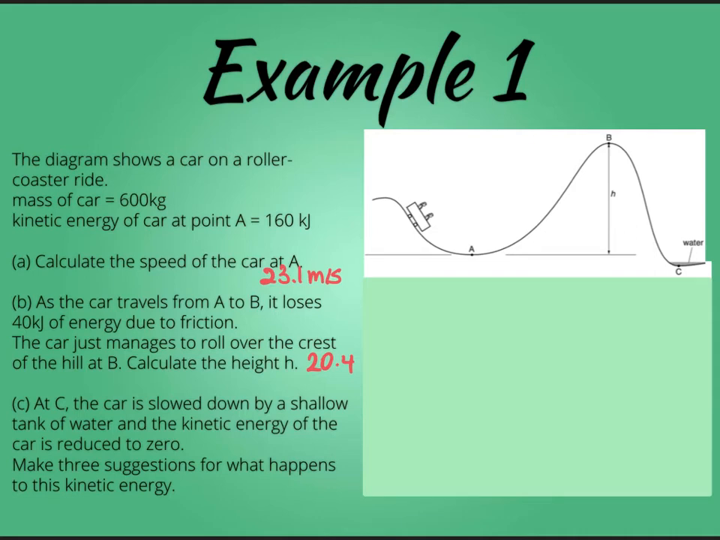Next part. At C, we have some water that's going to slow us down. Make 3 suggestions for what happens with this kinetic energy. Well, that energy could go into heat, which is usually what happens when we have friction. It could then dissipate into the water or into the air. I could also have some noise, so sound would be the energy. And I could also have some damage done to the car. Hopefully not if this is on purpose. But I could also have that go into internal energy in the actual cart itself and then dissipate into the environment as well.